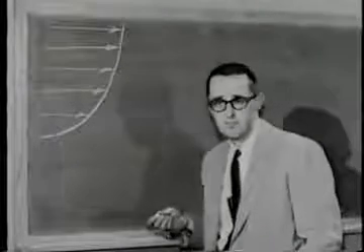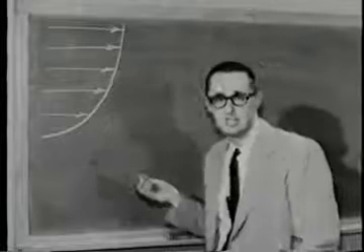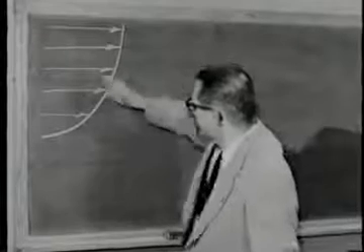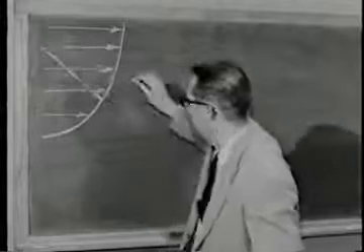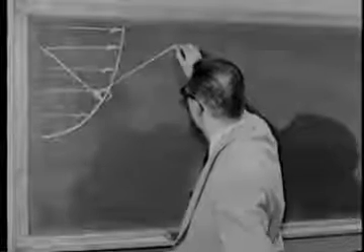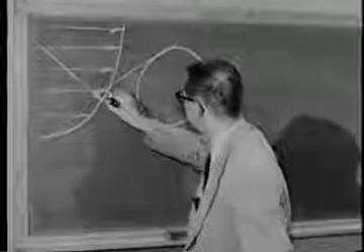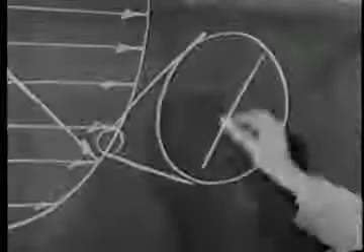Now, this is a sketch of a two-dimensional velocity profile. This has a length scale associated with it, the radius of curvature. We want to look at a small enough piece of this so that there is no length scale associated with it, so that the velocity profile looks like a straight line.